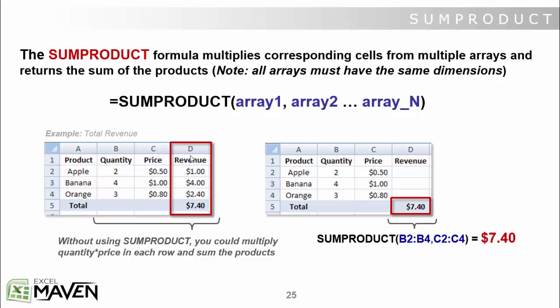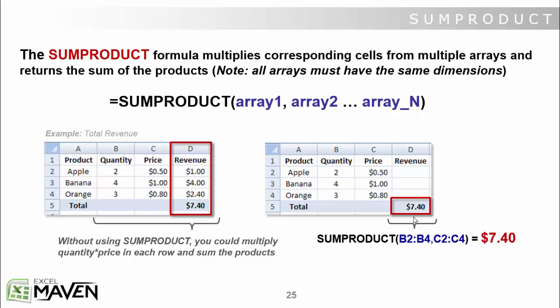If I want to take the total revenue for all my products, I could go row by row and say, let's calculate the revenue for apples, 2 times 50 cents. Revenue for bananas, 4 times $1. Orange is 3 times 80 cents. And then add those product level revenues to get my total of $7.40.